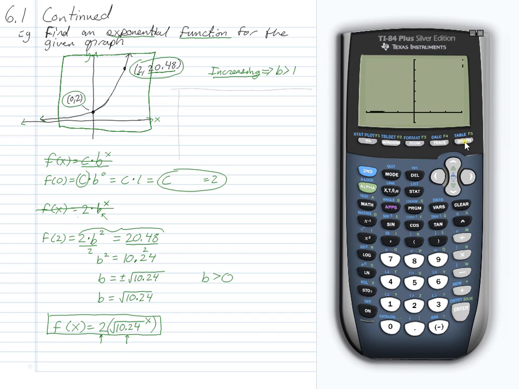Alright, that should be a good viewing window. If you have your standard zoom, you can tell that the graph looks like an exponential, but it's a little hard to see the points that we're interested in. Alright, so our graph looks pretty solid.